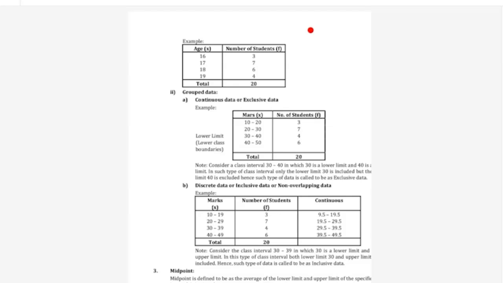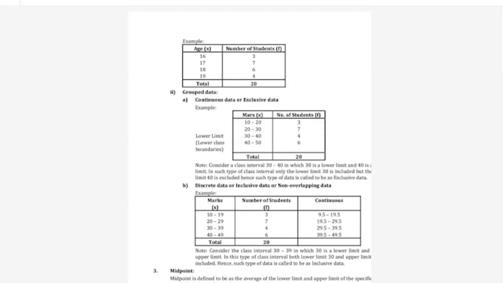Whereas the total of frequency is 20. This 20 is called the total frequency.